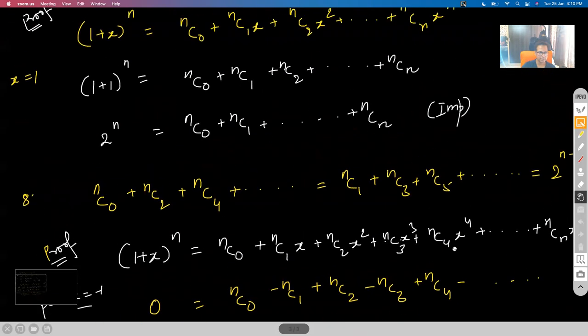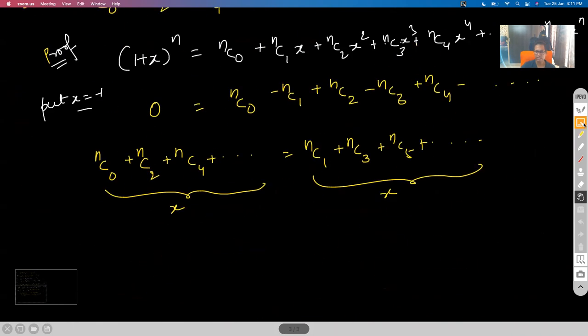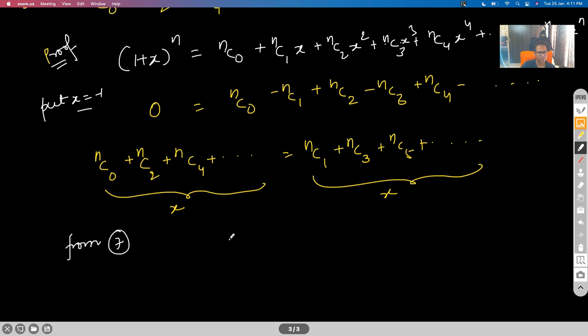From property number 7, we see that when we add everything, we get 2 to the power n. That means from property number 7, I can say X plus X is nothing but 2 to the power n, which means 2X is 2 to the power n. So X is 2 to the power n minus 1. So each one of them is actually equal to 2 to the power n minus 1. Is it fine? Any questions? Any concerns?